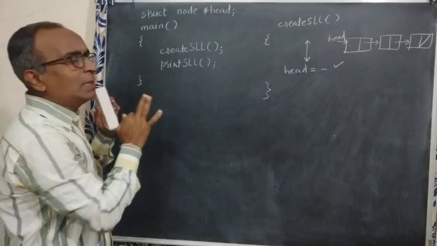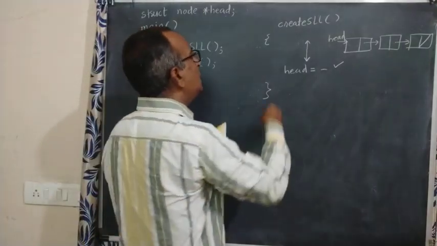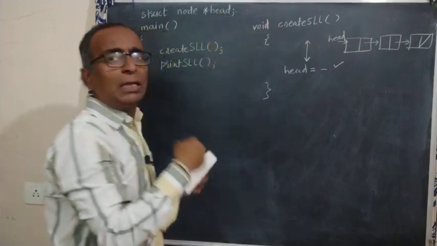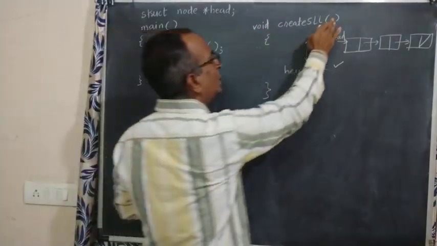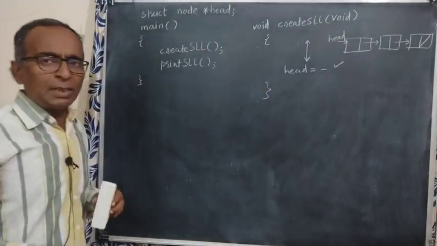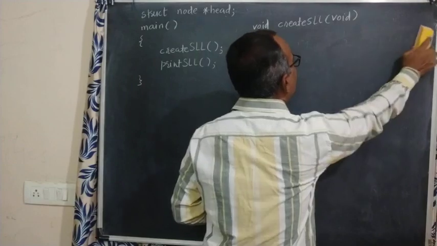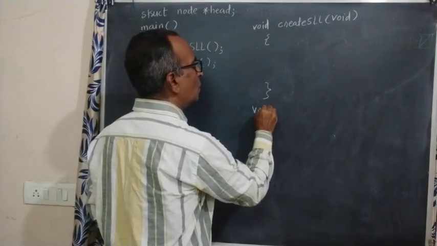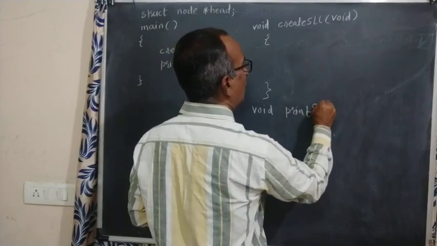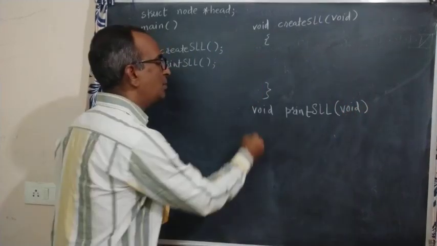So what will be my signature? I'll decide the signature of the functions now. My signature, this is not returning me anything because we have taken the head node as a global variable, and it is not taking anything. I am saying void create linked list, and void print linked list, print SLL, singly linked list, and it will also have the same signature.